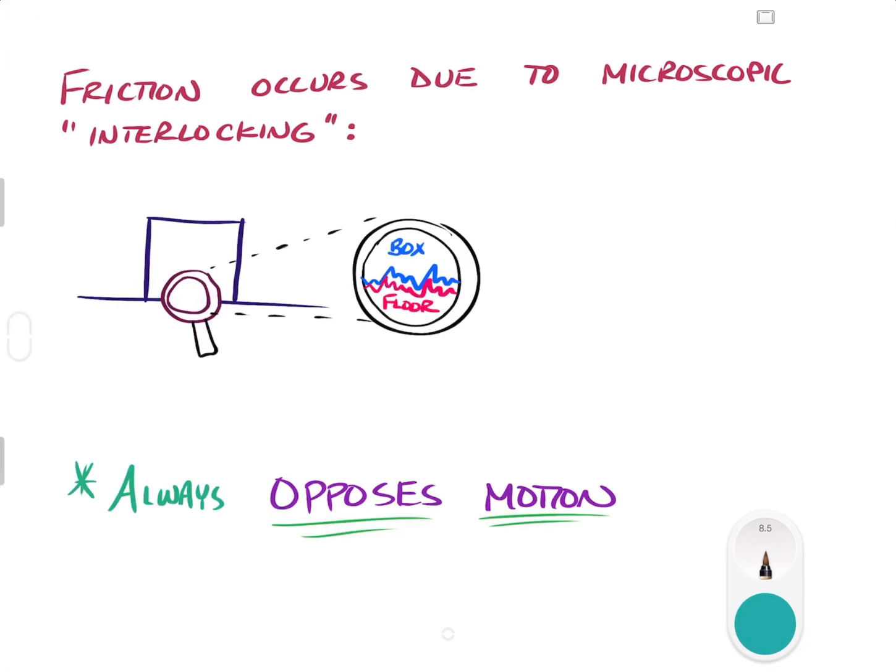Here's a very non-realistic version of it. If you magnify those two surfaces, you will see that they are not in fact smooth. And as a result, if you ever try to slide these two surfaces across one another, friction always acts opposite the motion of the object. So if you're sliding to the right, friction is acting to the left. If you're sliding to the left, friction is acting to the right. Friction will never assist you. It will always oppose the motion of the object.